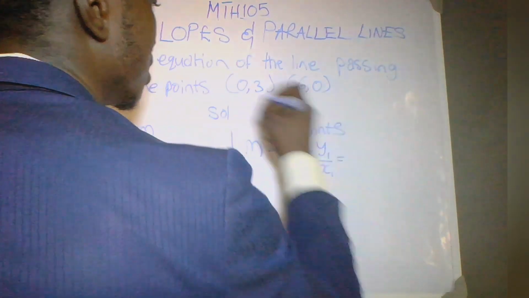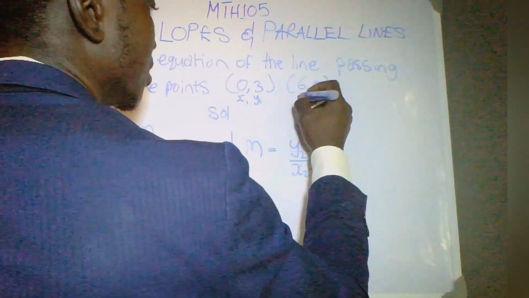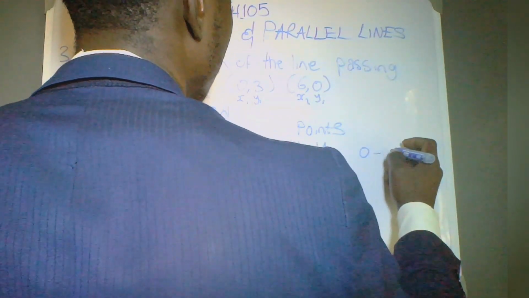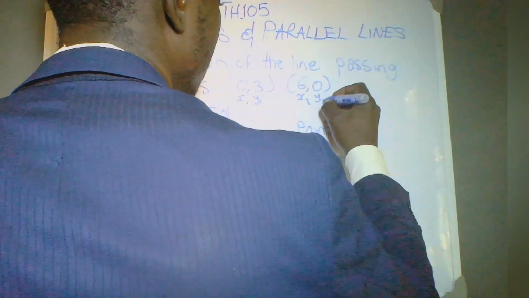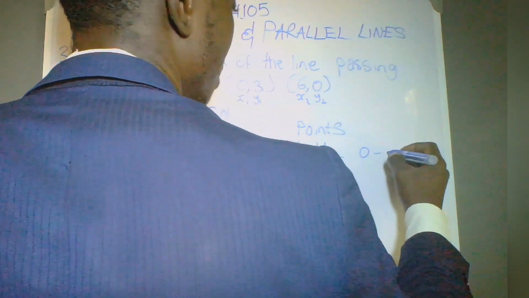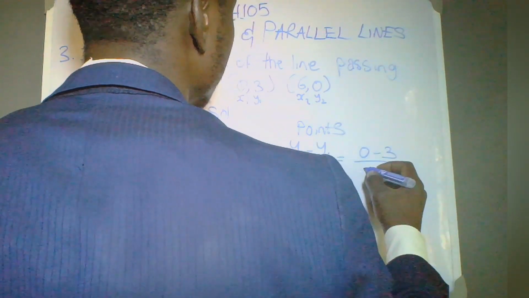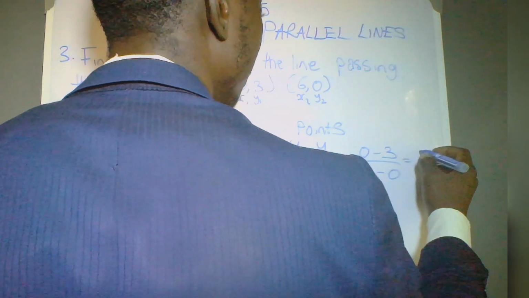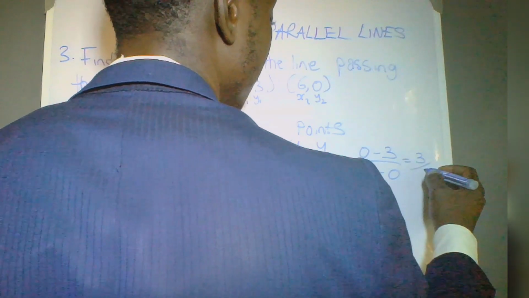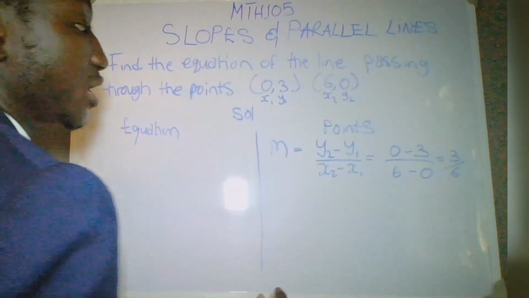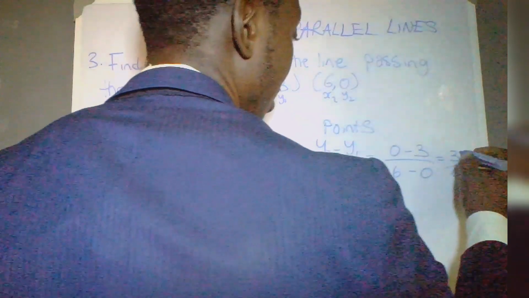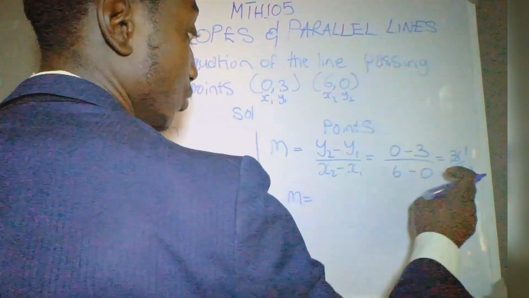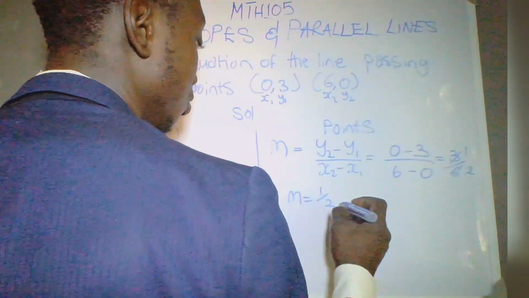We have x1, y1, x2, y2. So we have 0 minus 3 for y, and 6 minus 0 for x. This should give us 3 and it should give us 6. So we bring this down, it should give us 1 and 2. So we have our m, we reduce the fraction, so we have 1 over 2.